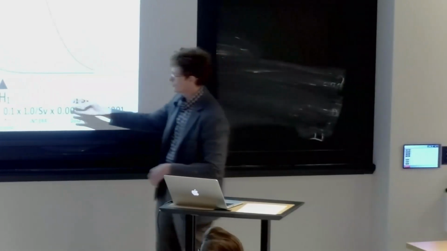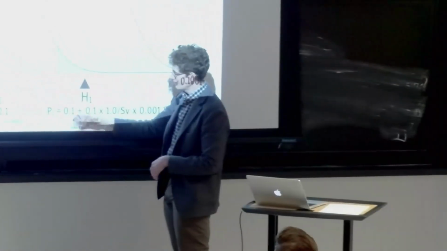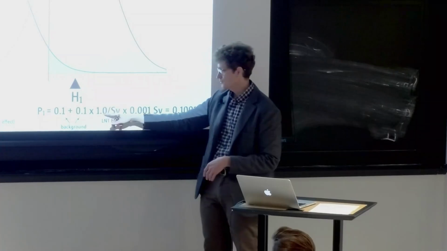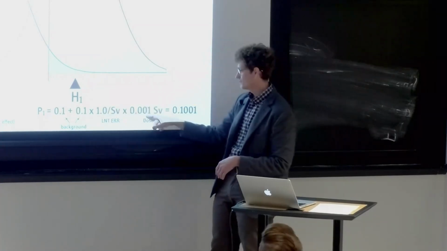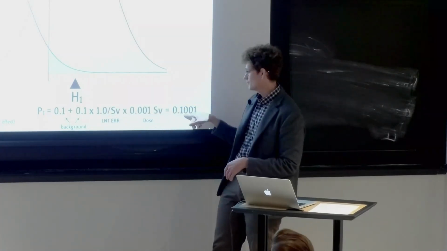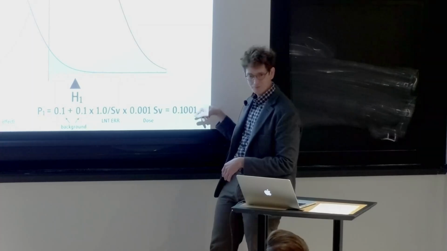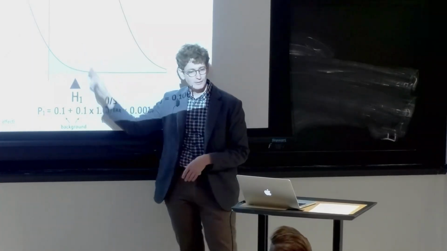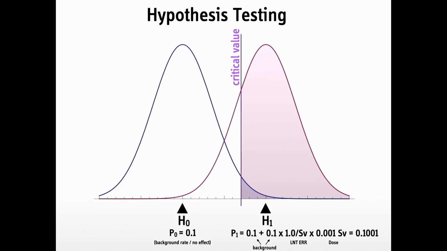If hypothesis 1 is correct, then we expect the background rate plus the excess risk, which is the background rate, remember, because it's relative, times 1 per sievert times 1 millisievert. So it's going to be 0.1001. So that's where we expect the mean of the distribution to be. And again, we'll have some variance around that.